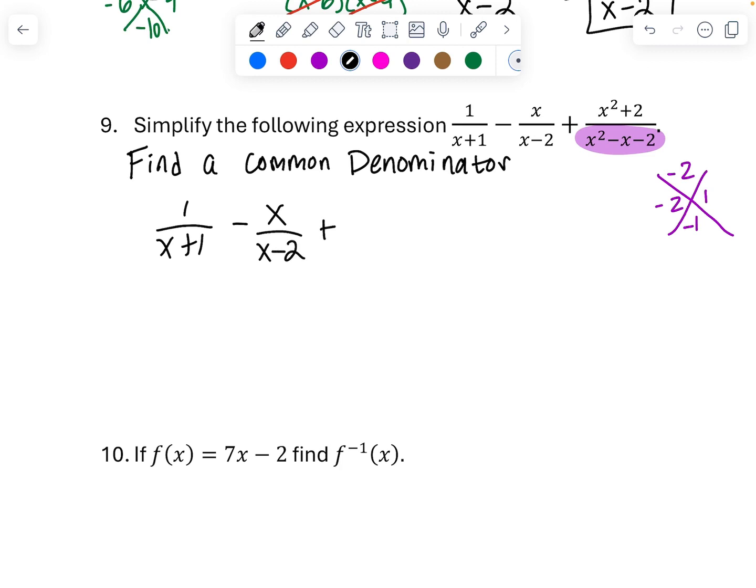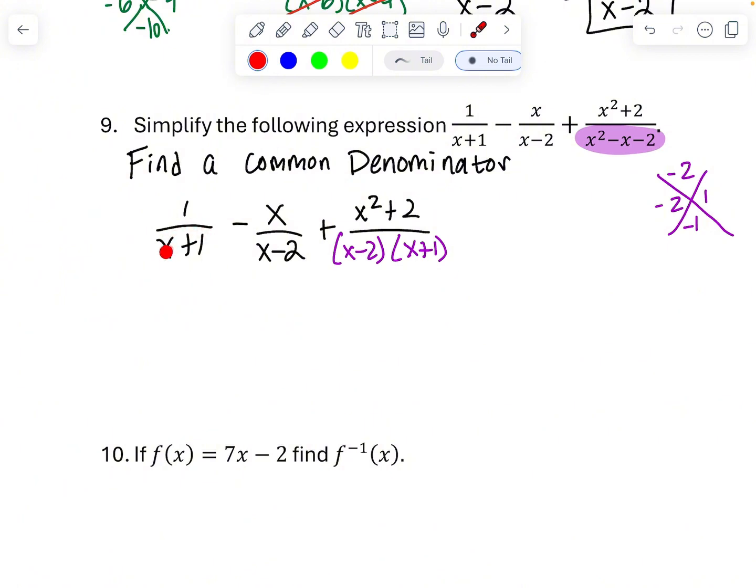Plus, and I can't do anything with that top part. That's just nasty. It's x squared plus 2 all over x minus 2, x plus 1. Okay, so from there, I notice again, like when we were solving, these two pieces are the same as these two pieces. So I'm going to multiply by whatever I'm missing.